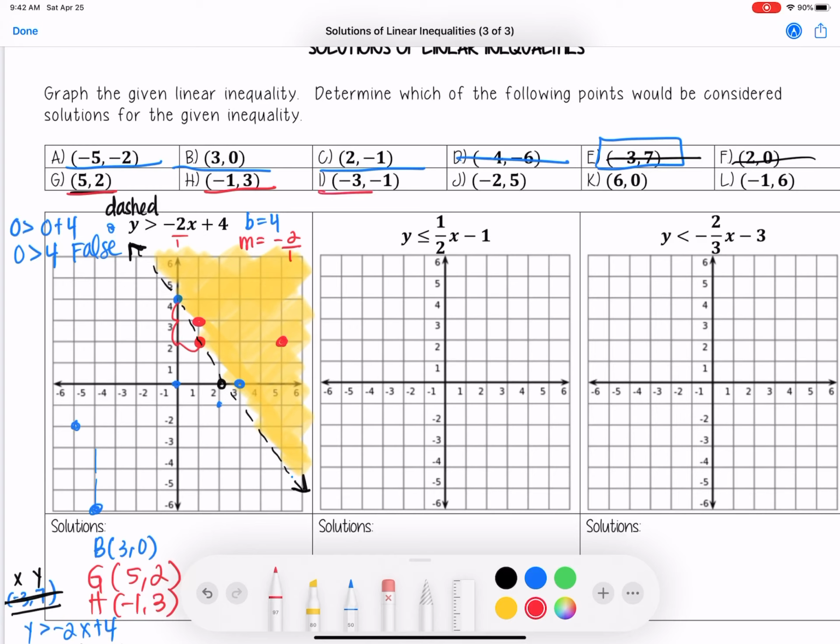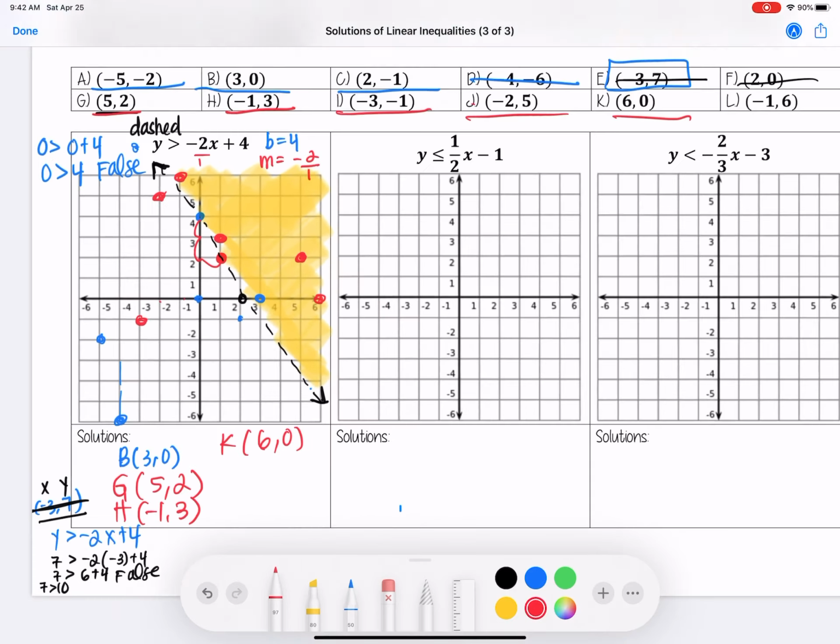All right. I is negative 3, negative 1. That's not a solution. It's not in the shaded area. J is negative 2, 5. So to the left 2 and then up 5 is not a solution. And then 6, 0 is here. That is a solution. So K, 6, 0 is. And then the last one is negative 1, 6. So negative 1 and then up 6. It looks like it is a solution, but I'm just going to check it to make sure.